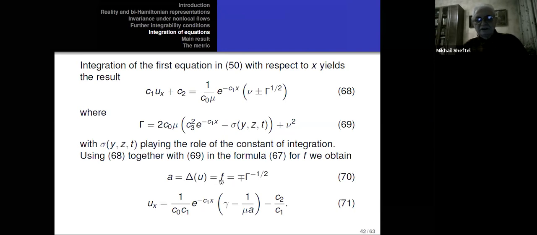Here I remind our different notation. A, which is delta of u, which is f, is minus or plus gamma to the power minus 1/2. And then ux from here is also expressed in terms of A, so that we have a more compact expression than if we try to express it in terms of gamma.